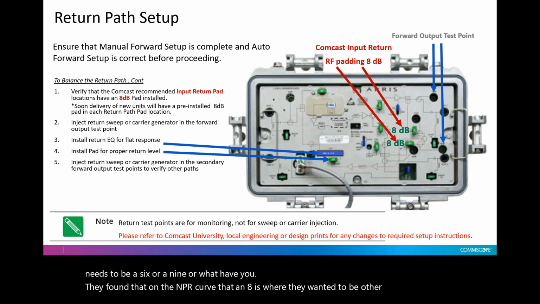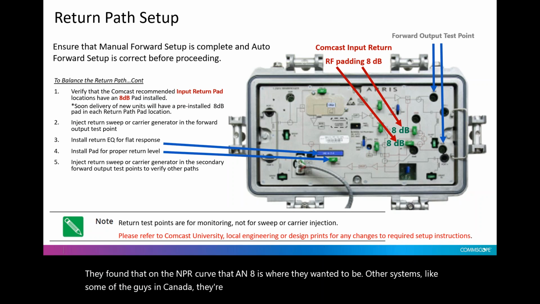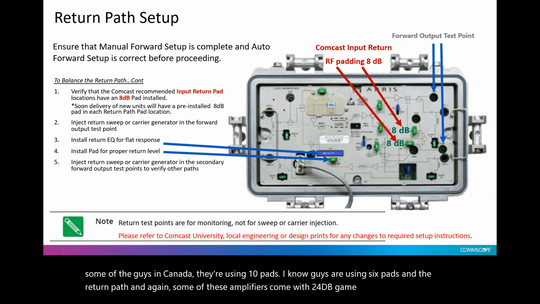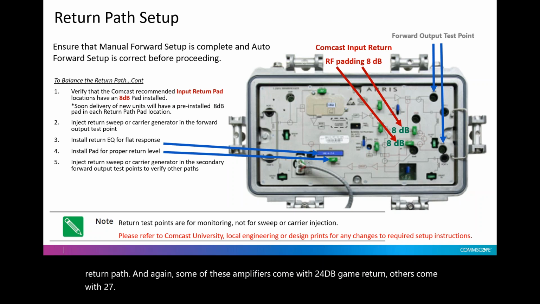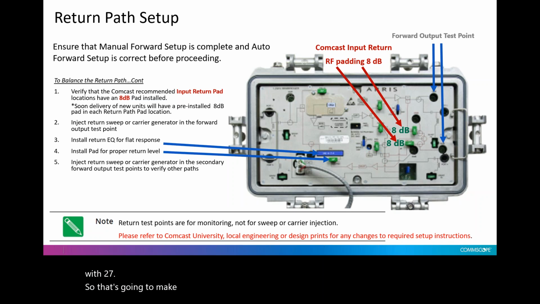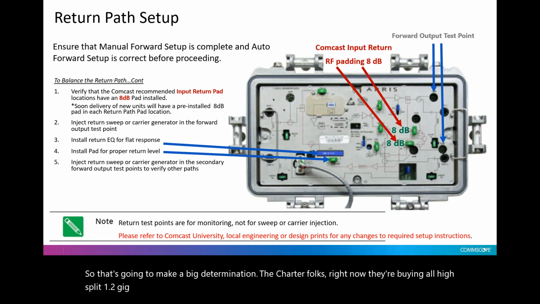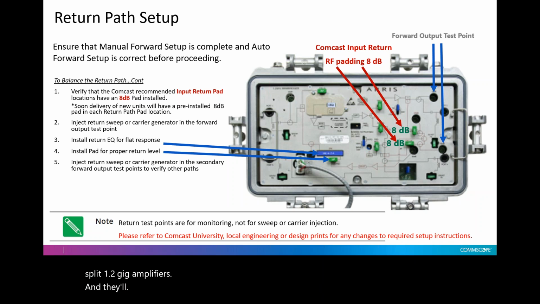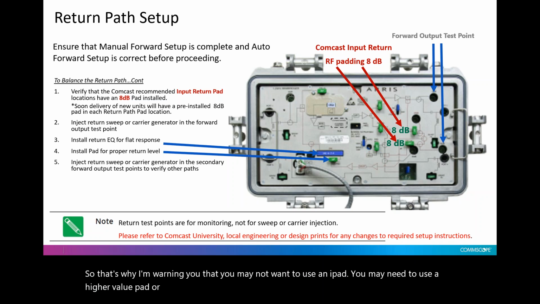Other systems, like some of the guys in Canada, are using 10 pads. I know guys that are using 6 pads in the return path. And again, some of these amplifiers come with 24 dB gain return, others come with 27. So that's going to make a big determination. The Charter folks right now are buying all high split 1.2 gig amplifiers, and they'll come with a 27 dB gain return amp. So that's why I'm warning you that you may not want to use an 8 pad. You may need to use a higher value pad or a lower value pad, depending on what your corporate office is recommending.